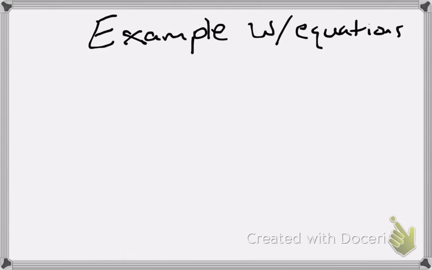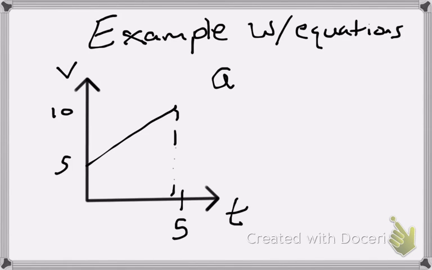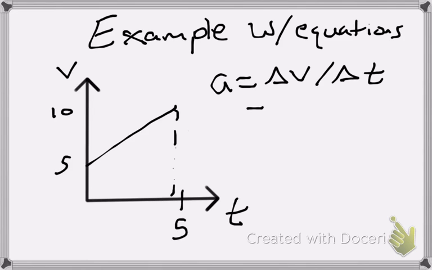Okay, let's do an example with the most recent activity that we did with actually calculating these things. So from this graph we can calculate a couple of things. We can find our acceleration and we can find our displacement. So first thing is we're going to find our acceleration. So remember, it's just the slope. That's all we got to do.